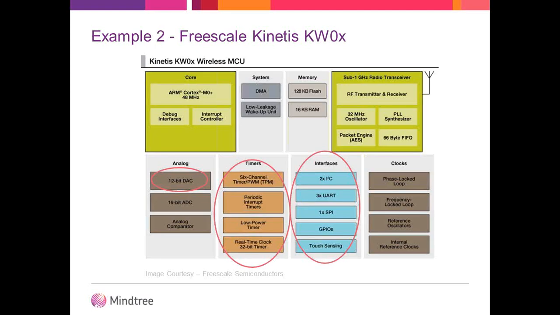Take another example from Freescale, which is a KW0x. If you compare that with the previous chip, suddenly you will see that there are a whole lot of timers that this chip has got. It's got periodic interrupt timers and low power timers, so that enables you to do a lot more power management and also cater to a lot of different use cases. It's got a 12-bit DAC, and a lot more interfaces, like touch sensing, that have been brought in. So this addresses a much wider market compared to the previous chip.